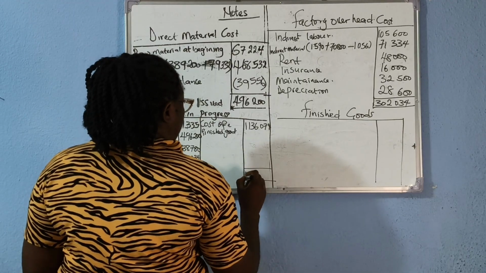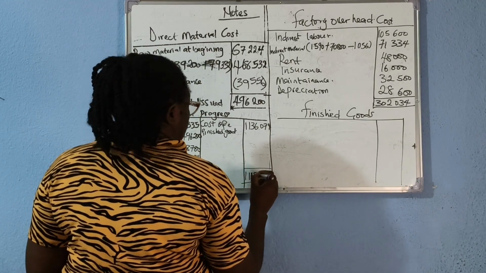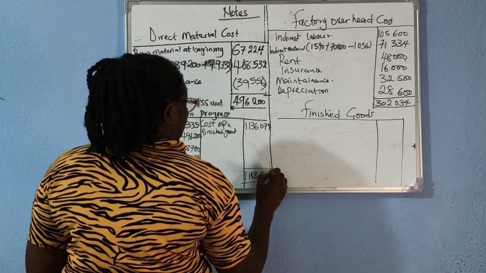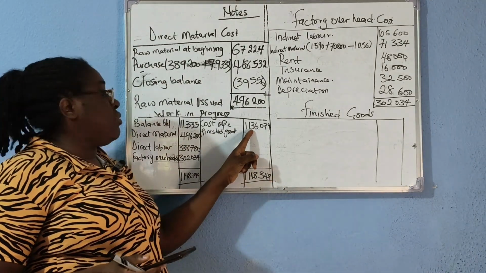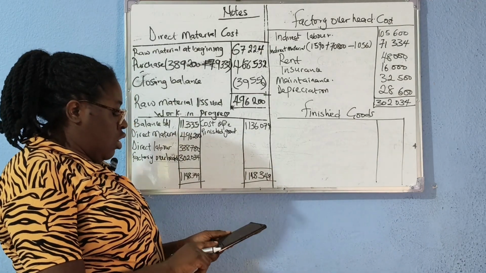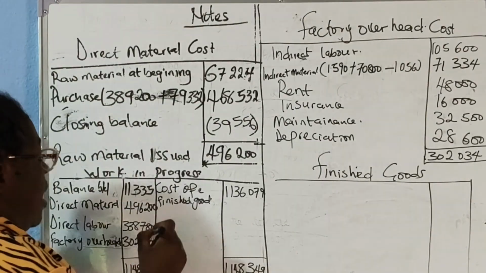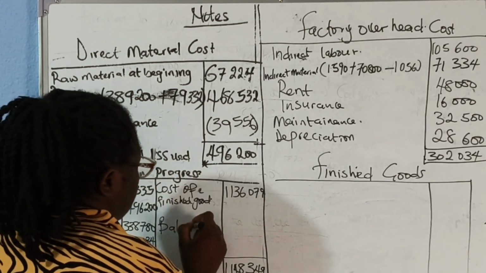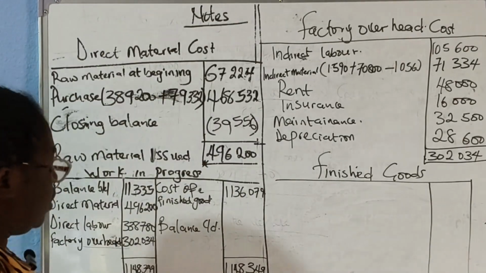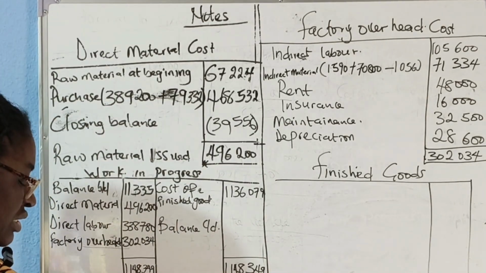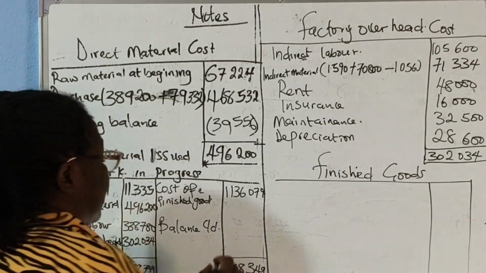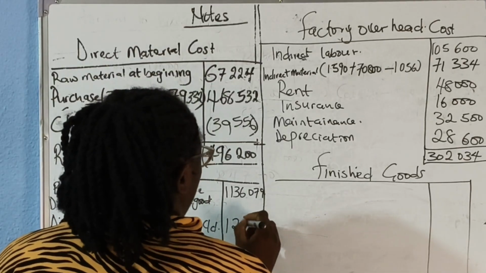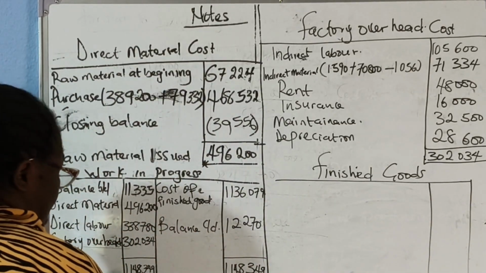The two sides of my ledger must be equal. So I have 1,148,349. So 1,148,349 minus 1,136,079 will give me my balance carried down, which is my closing balance. Our closing balance stands at 12,270.